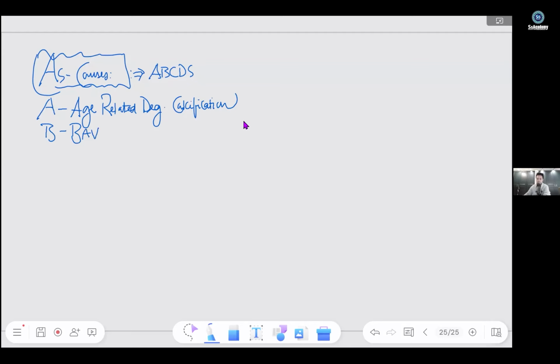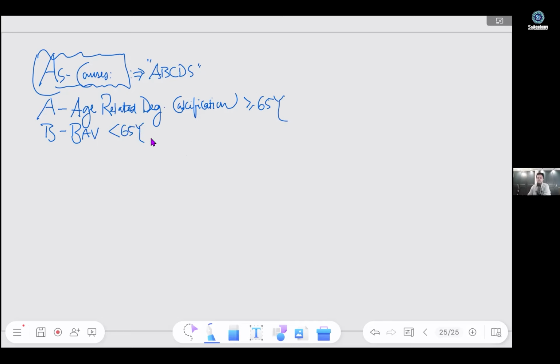We know the tricuspid valve. The aortic valve has triple cusps, triple leaflets, but the bicuspid aortic valve is a congenital phenomenon. My message is not just to give the idea of the ABCDs, the mnemonics, and the causes. I have a message here as well. So age-related degenerative calcification is more than or equal to 65 years, and bicuspid aortic valve is less than 65 years.